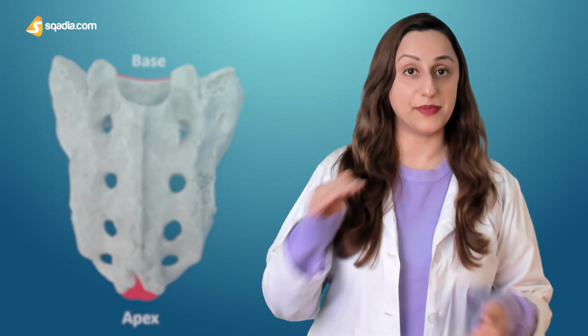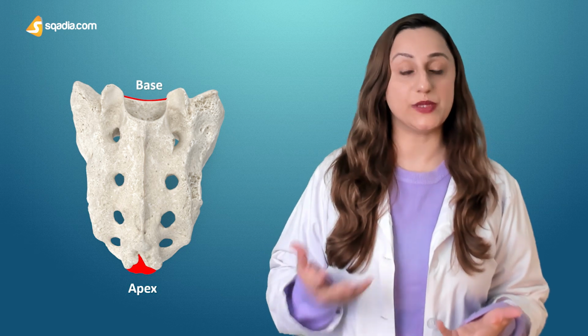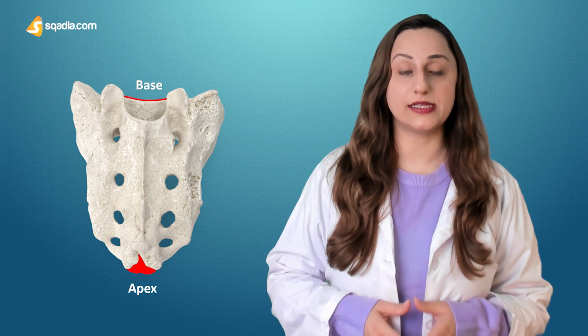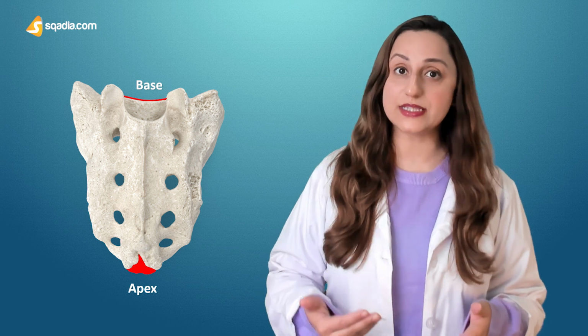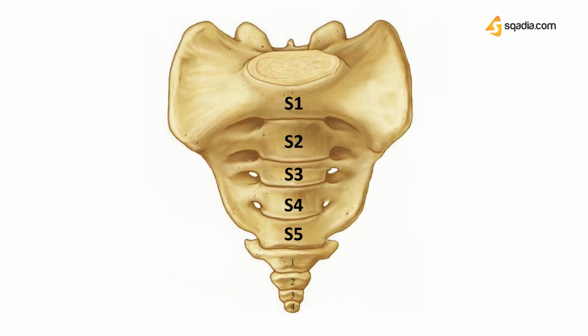As you can recall, the sacrum has an apex and a base. And there are four surfaces that we'll be discussing. First of all, the dorsal surface, the pelvic surface, and the two lateral surfaces. You can appreciate over here that there are 5 sacral vertebrae fused together.